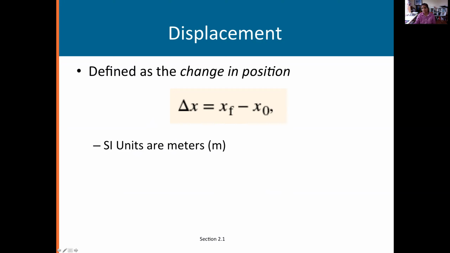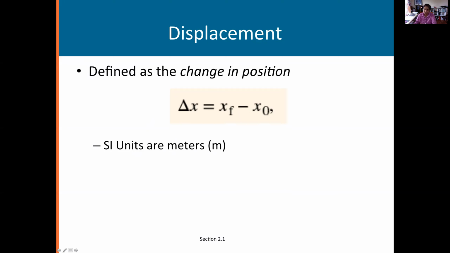Sometimes you might see this written as x subscript i for initial. Sometimes it's x subscript 0 for origin, okay, or the origin of the motion. And since it's a displacement, it's a delta x, which means a change in x or a change in position. This delta x is the displacement, okay? It's the change in position.